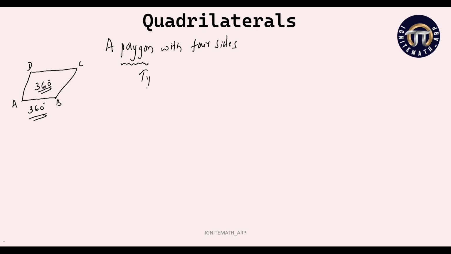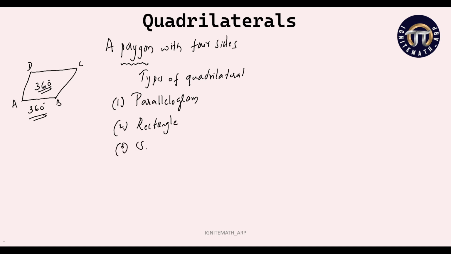Clear? So now let us deal with the types of quadrilateral. What are the types of quadrilateral? First one is parallelogram. Next one is rectangle. Next one is a square, I can say, and rhombus. Then, yes, what's there in your mind? Tell me please. Trapezium. Then I have kite. Clear? These are the different types of quadrilateral.